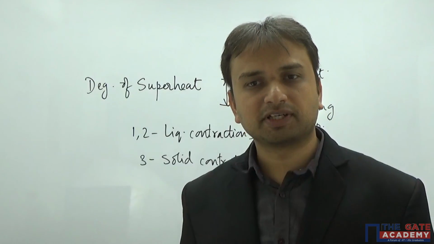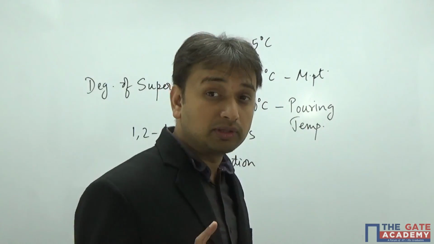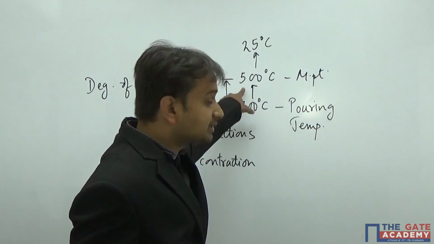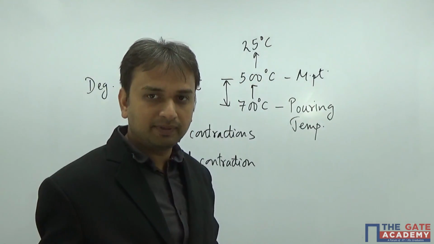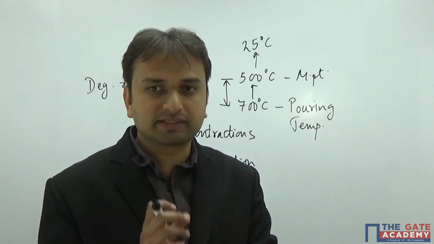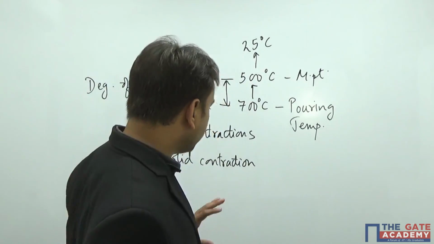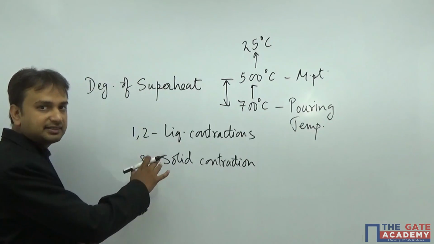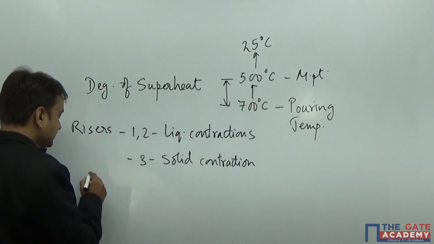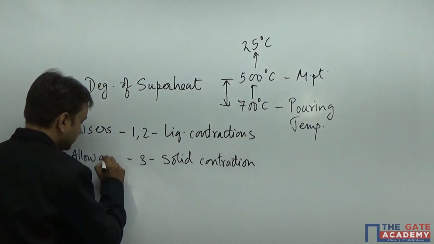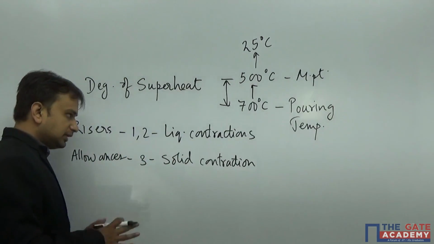Suppose let us take the example of shrinkage allowance, which is nothing but the contraction happening when the solid at 500 degrees Celsius shrinks or cools down till 25 degrees Celsius in solid state only, right? So there is also going to be contraction, and who is going to take care of that? Allowances are going to take care of that. So what we have understood is that in the first and second stages, risers are helpful. They take care of all the contractions, and here allowances take care of the contractions. Very good. So this we have understood.